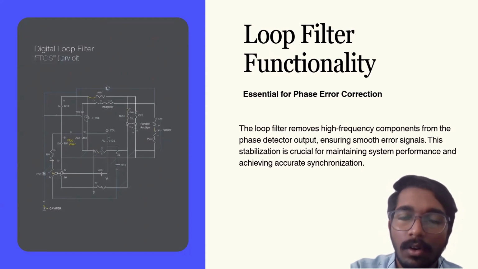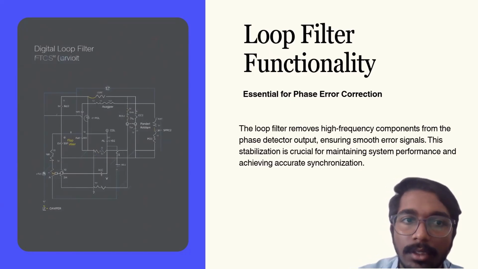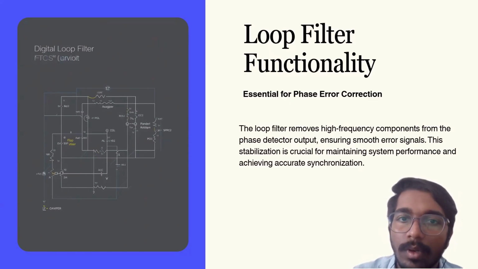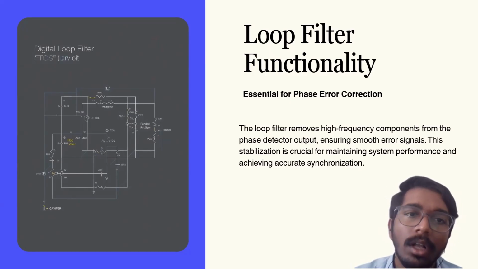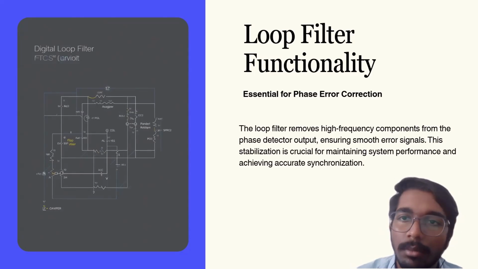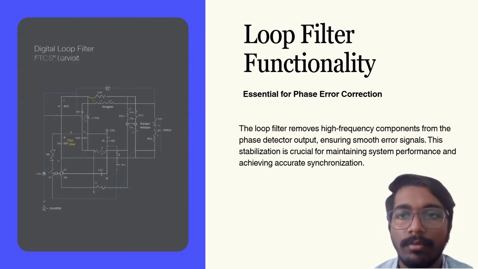The loop filter also determines important system parameters such as bandwidth, damping factor, and response speed. If the bandwidth is too wide, the system may respond quickly but becomes sensitive to noise. If the bandwidth is too narrow, the system becomes more stable but slower to lock.